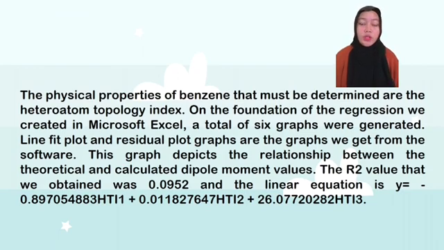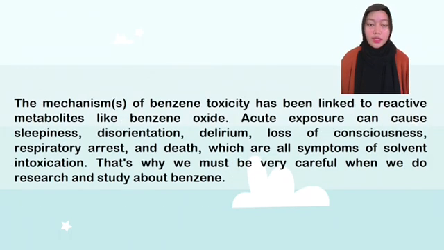The R2 value that we obtained was 0.0952, and the linear equation is y equal to negative 0.897 plus HDI1 plus 0.0118 HDI2 plus 26.0773 HDI3. The mechanisms of benzene toxicity have been linked to reactive metabolites like benzene oxide. Acute exposure can cause sleepiness, disorientation, delirium, loss of consciousness, respiratory arrest, and death, which are all symptoms of solvent intoxication. That's why we must be very careful when we do research and study about benzene.